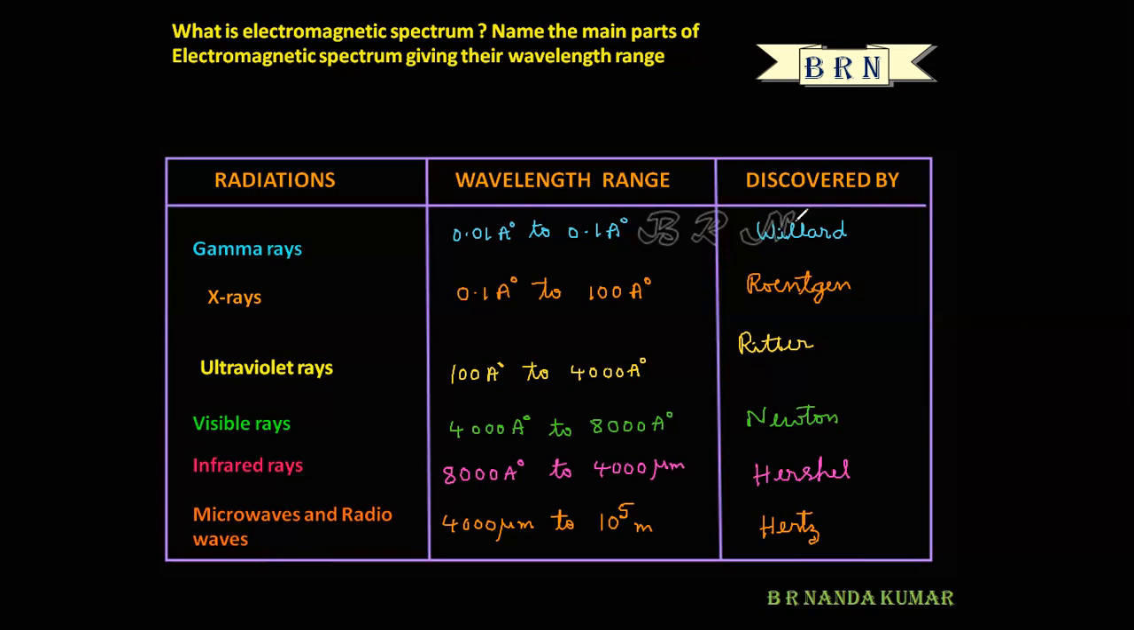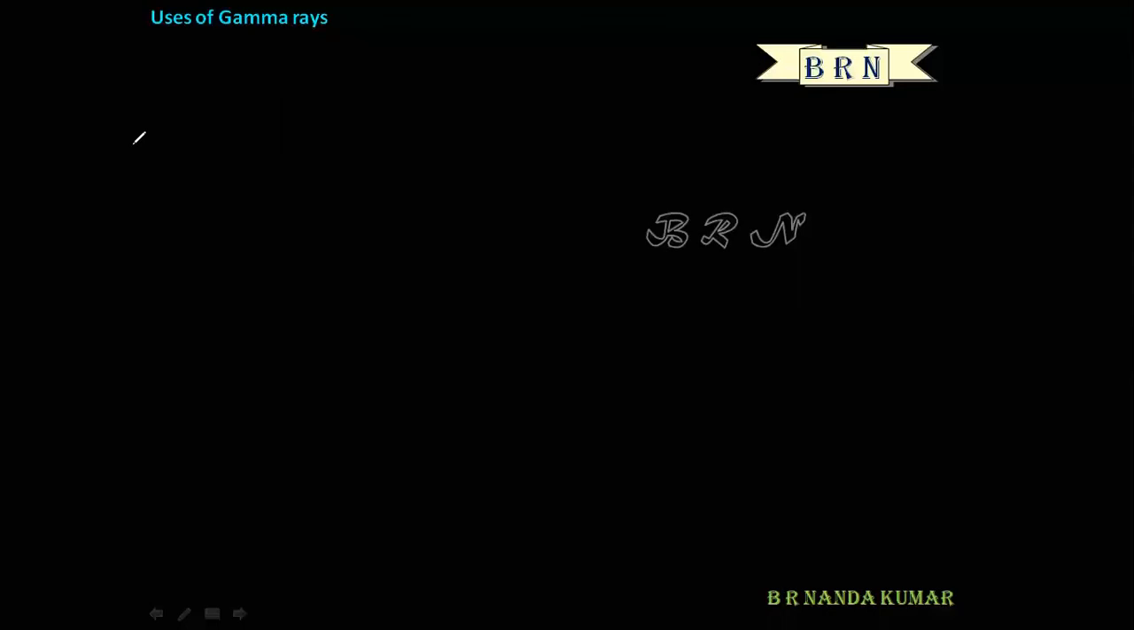So gamma rays were discovered by Willard. X-rays were discovered by Rontgen. UV rays were discovered by Ritter. Visible rays were discovered by Newton. Infrared rays were discovered by Herschel. Microwaves and radio waves were discovered by Hertz. So this is very important: the wavelength range and discovered by. What is the electromagnetic spectrum? Arrangement of electromagnetic radiations in the increasing order of their wavelength.